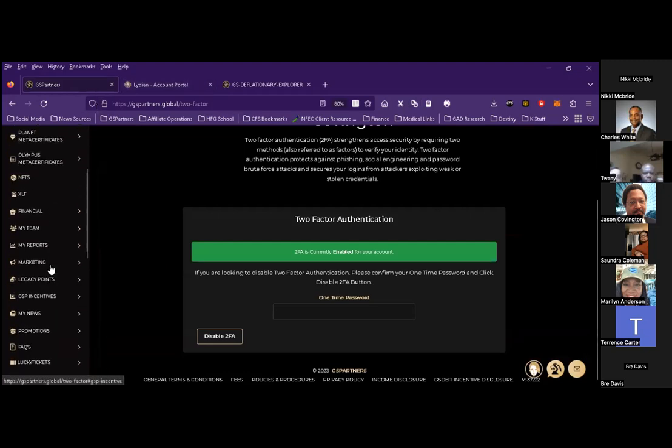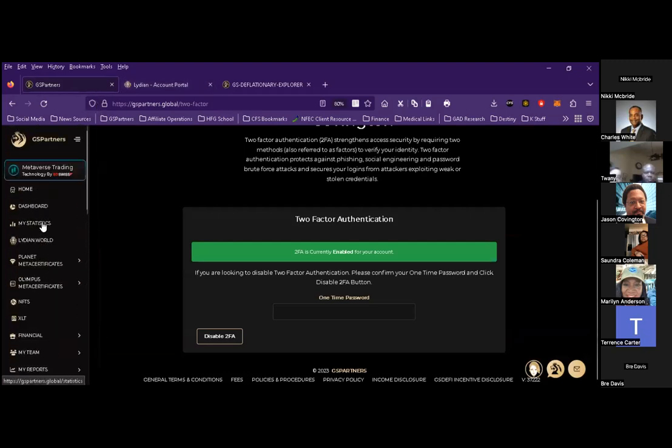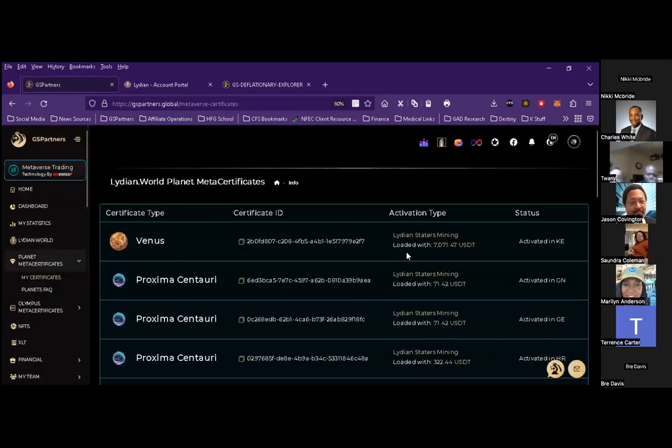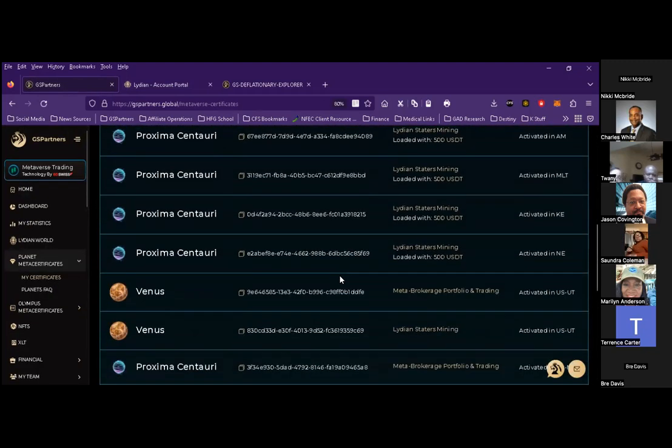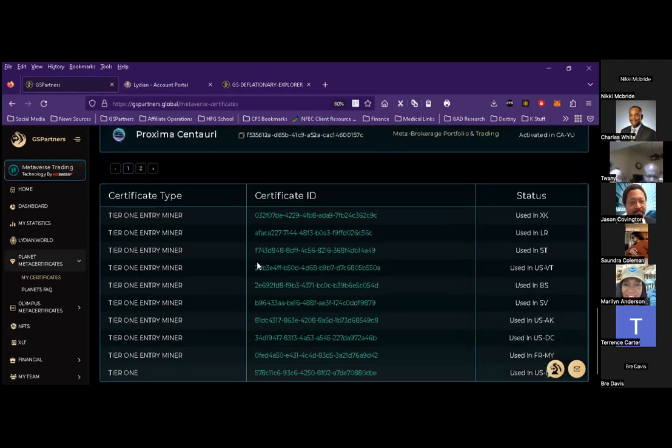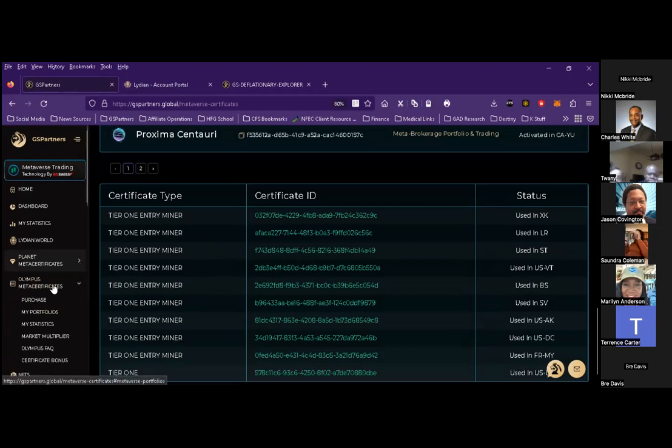Okay. Now we're going to skip all the way back up to the top. We talked about my statistics already. We're going to skip Lydian World for now. If you participated in the planetary certificates, this is where you will find them. You'll find them right here, as well as their predecessors, the tier series certificates. If you didn't participate in this, no big deal, but you do have access to your Olympus certificates.